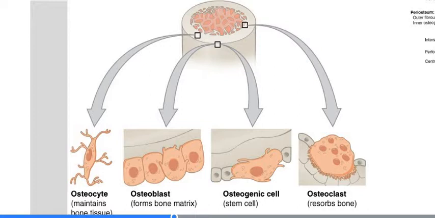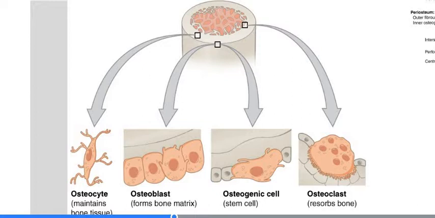As osteoblasts form bone matrix, the osteocytes are really the cells that are left behind within that space, and they help to maintain the bone matrix. And the last type of bone cell are the osteoclasts, which are responsible for resorbing bone, or breaking down the bone matrix and releasing the calcium back into the bloodstream.